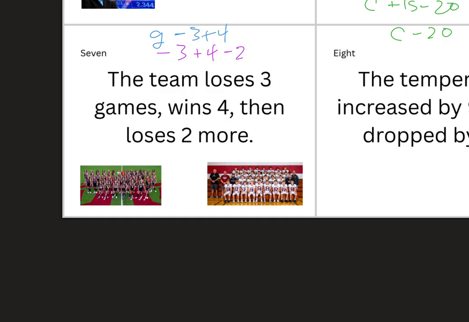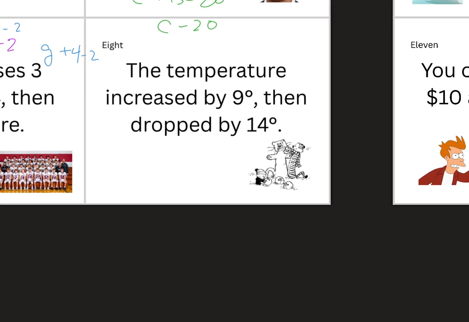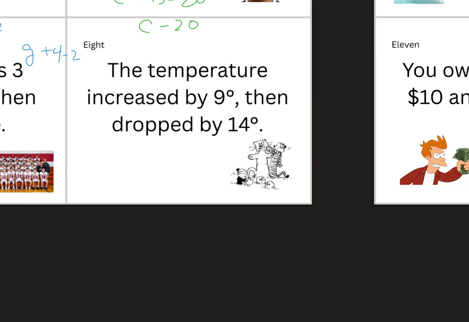g minus 3 plus 4 minus 2, or just maybe g plus 4 minus 2. Again, just getting ourselves to take a baby step towards this. The temperature increased by 9, so again, plus 9, and then drop 14. So really, we just want to write it like this, except that, again, putting a T right there makes it really nice for us to go, hey, the temperature existed, then it went up, then it went down.